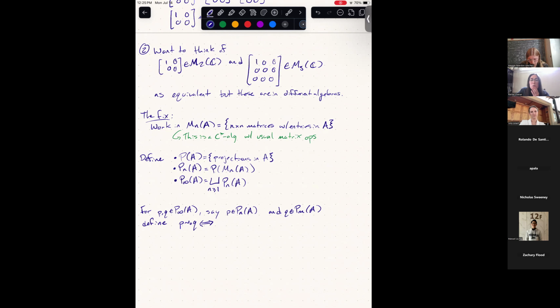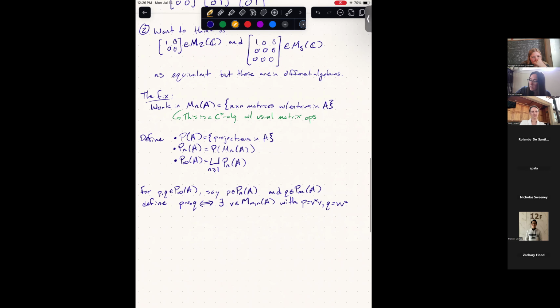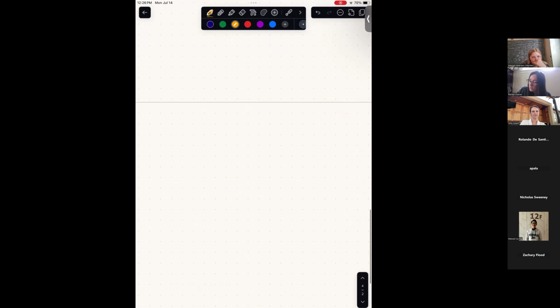But we define this new equivalence relation to be: P and Q are tilde 0 equivalent if and only if there exists some element V that's in the m by n matrices over A. So V is allowed to be like a rectangular matrix. It doesn't have to be square. But it's going to satisfy the same thing that we had with Murray von Neumann equivalence. So P has to be V star V, and Q has to be V V star. Then just a couple of notes.